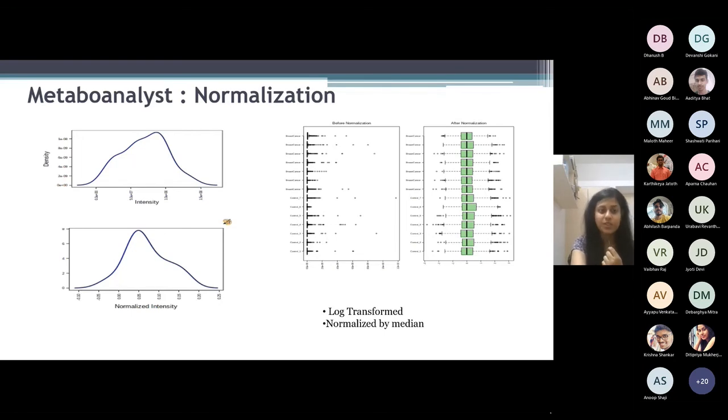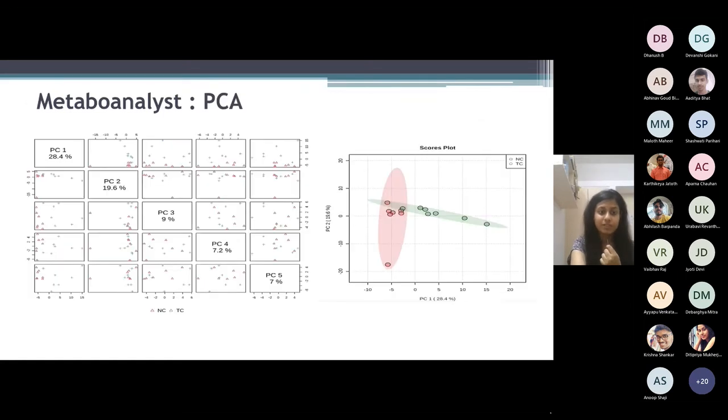After missing value imputation and normalization, the data is now ready for statistical analysis, starting with PCA or principal component analysis. This is a type of unsupervised clustering method which shows the variation between the two clusters, NC and TC. From the scores plot, we can see that there are 2 very distinct clusters, each having 7 different samples and no outliers. What this plot shows is that the clusters that were assigned by us actually have some biological variation between them.